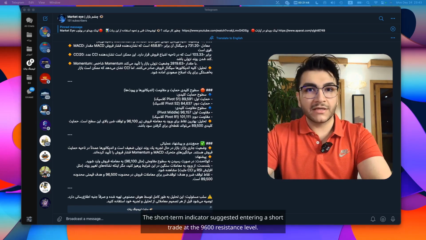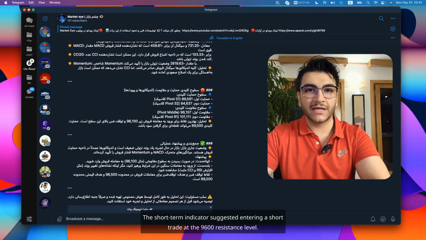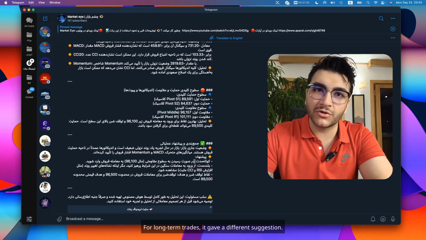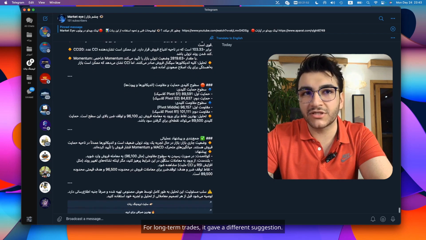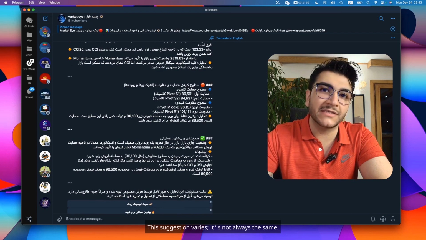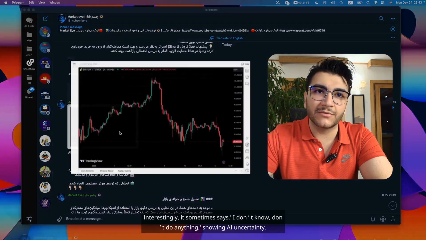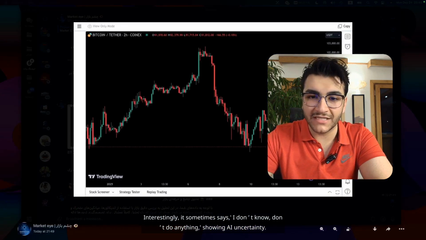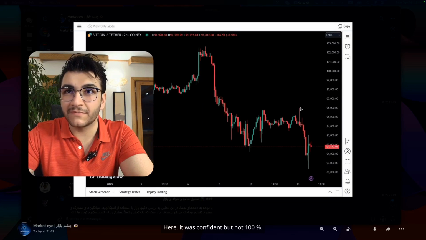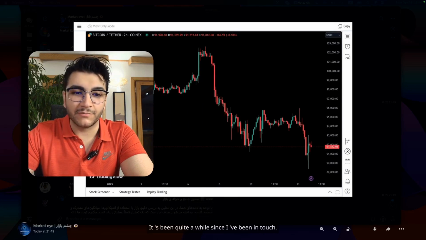The short-term indicator suggested entering a short trade at the 9,600 resistance level. For long-term trades, it gave a different suggestion. This suggestion varies. It's not always the same. Interestingly, it sometimes says, I don't know, don't do anything, showing AI uncertainty. Here, it was confident but not 100%.